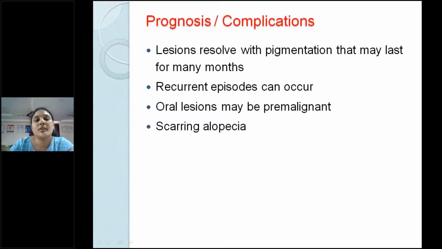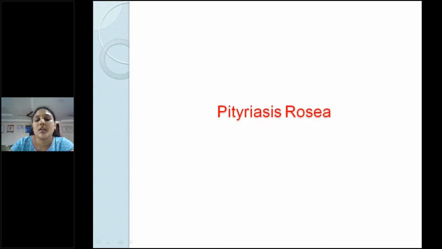So that is about lichen planus in brief. I hope next time when everything resumes, we'll show you a good case of lichen planus with typical lesions, because we always get those cases. They are quite common. Now coming to pityriasis rosea.